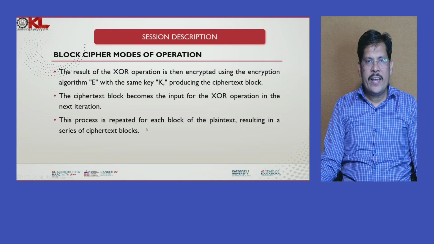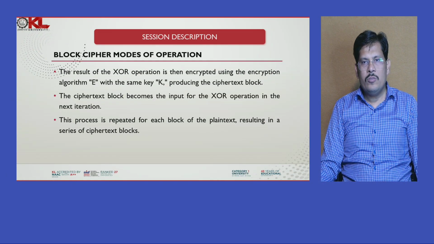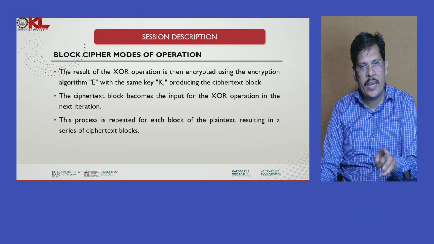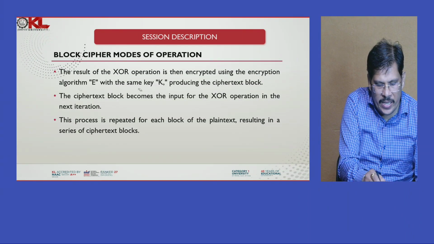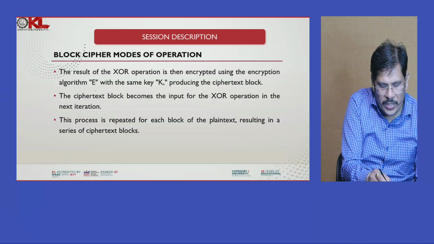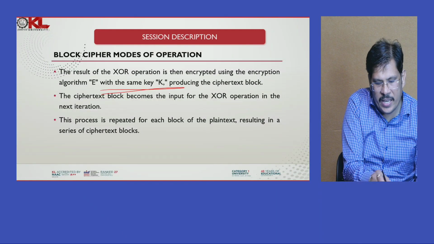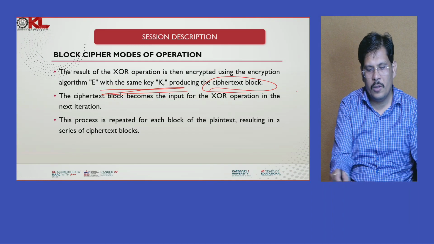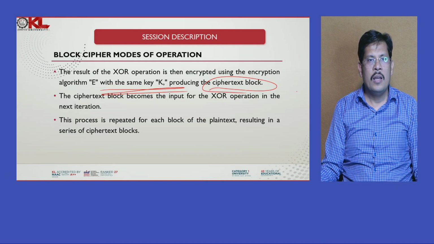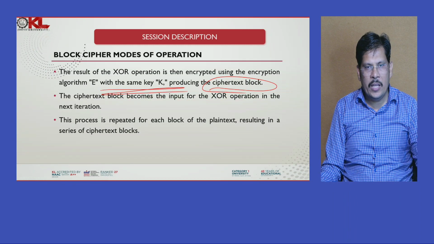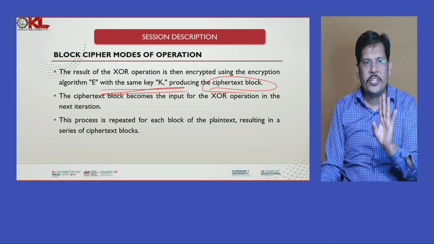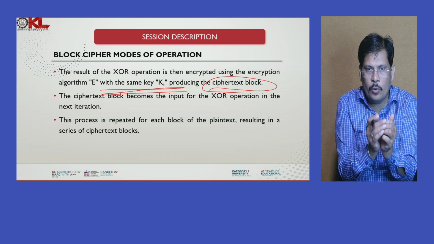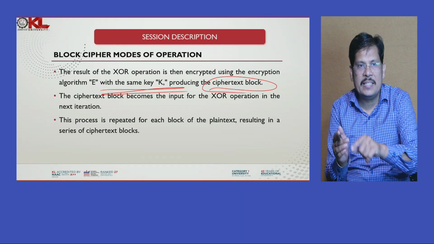The result of the XOR operation is then encrypted using the encryption algorithm E with the same key K, producing the ciphertext block. The ciphertext block becomes the input for the XOR operation in the next iteration.